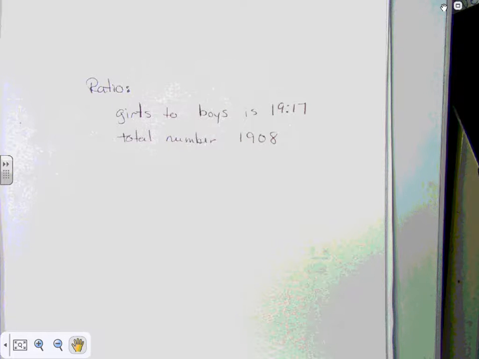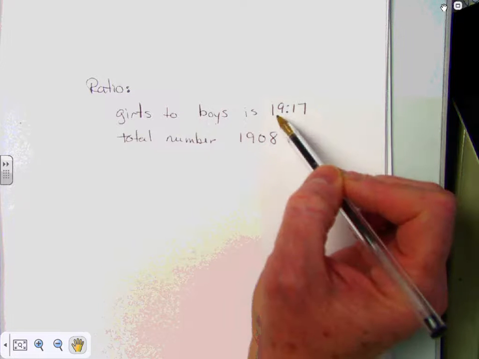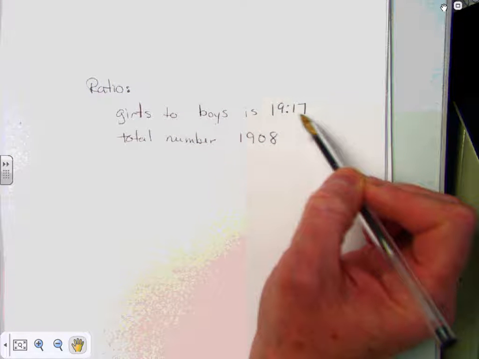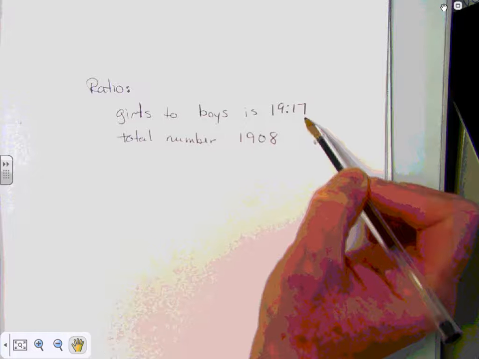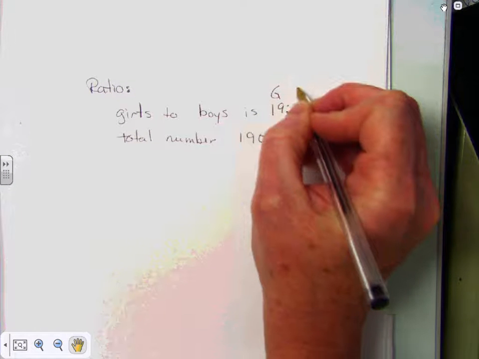Ratios must be put together in order. Order is very important. Whatever word came first matches with the number that comes first. So if I were to say the ratio of girls to boys is 19 to 17, which number represents the girls? The 19. So I have a girl's number, and here's the boy's number, okay?